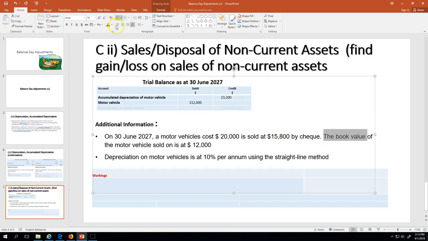Okay, so there are some jargons here you must know. Book value, what does it mean? Book value means cost minus accumulated depreciation. It means at this present point of time, how much is the value of the motor vehicle?